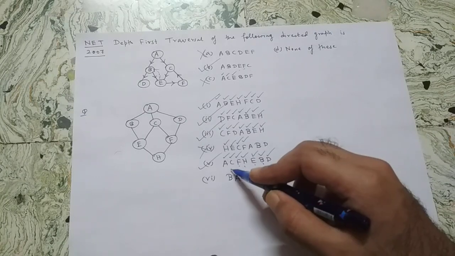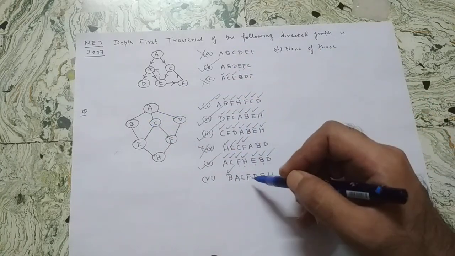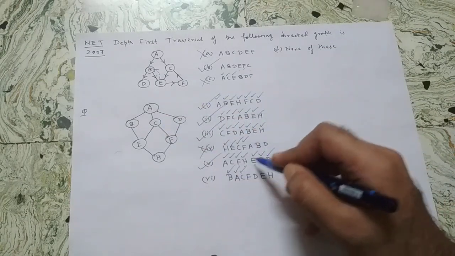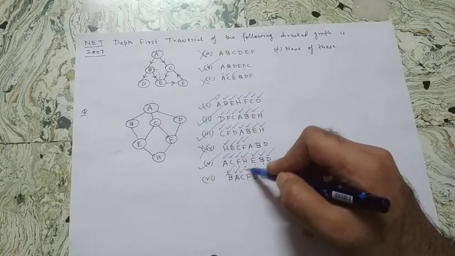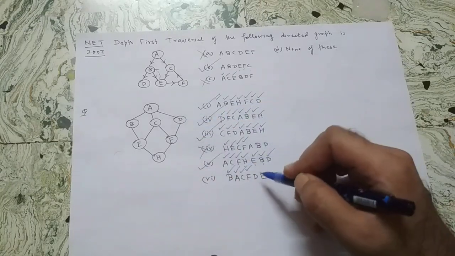Now let's examine this. Starting off with B, fair enough. From B they're going to A. From B to A, fine, allowed. From A they're going to C. From A to C, okay, allowed. From C they're going to F. From C to F, fine, allowed. From F they're going to D. From F they're going to D, okay, allowed.